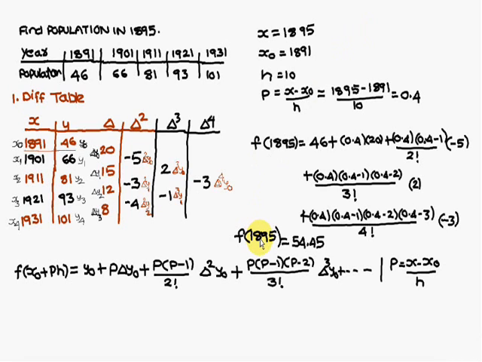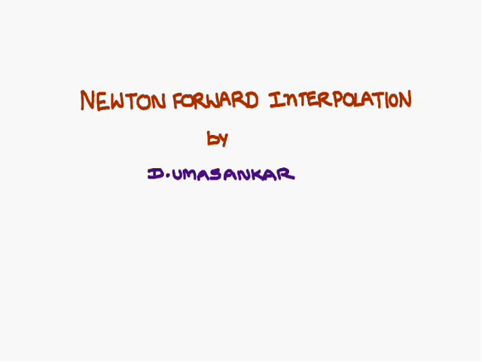So just check whether the answer is correct or not. 1895 lies between these two numbers, therefore the answer should lie between 46 and 66, and the value is 54.45. Therefore the answer is correct. Just observe this: in Newton forward interpolation, only these values we have to substitute in the formula. Just draw a line like this; these values are y naught, delta square y naught, delta cube y naught, delta power 4 y naught. Okay, thank you.